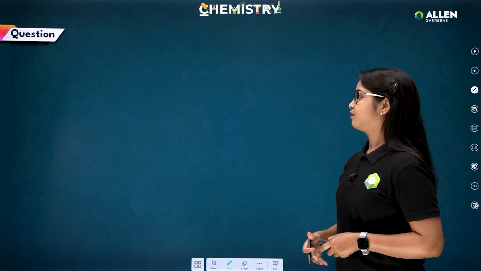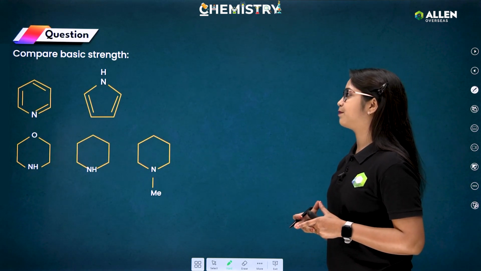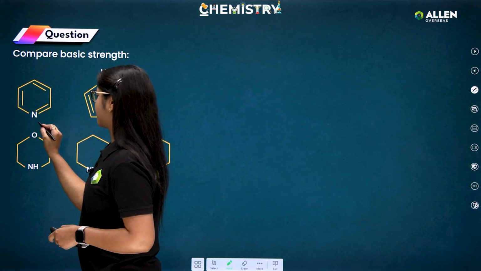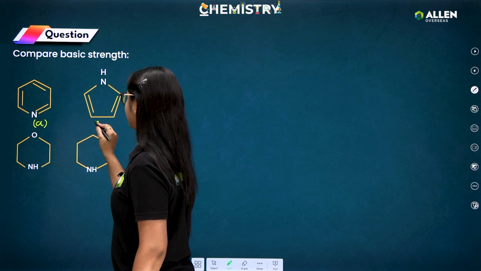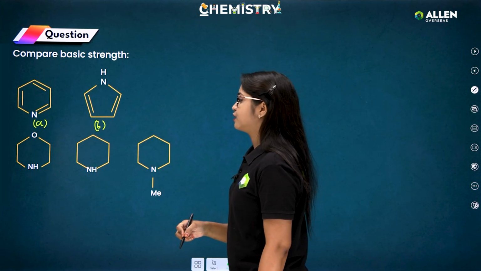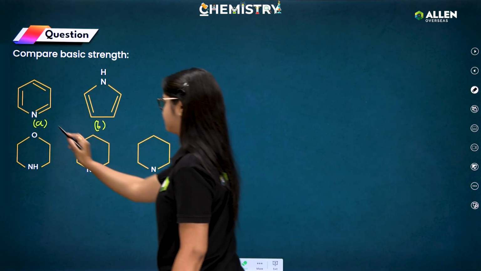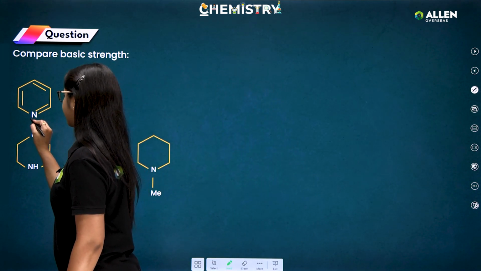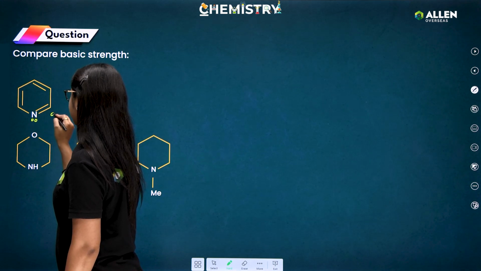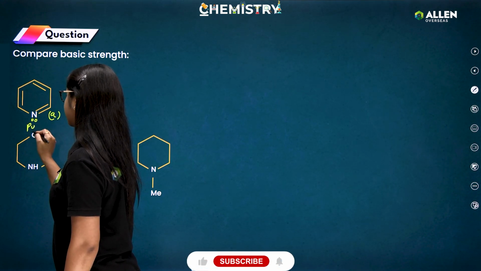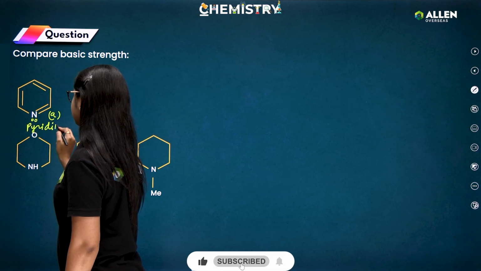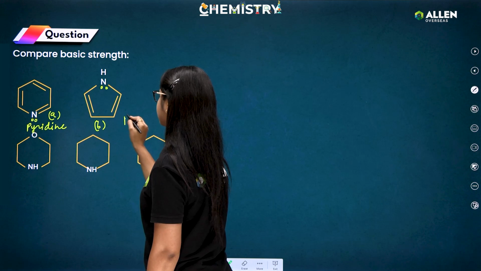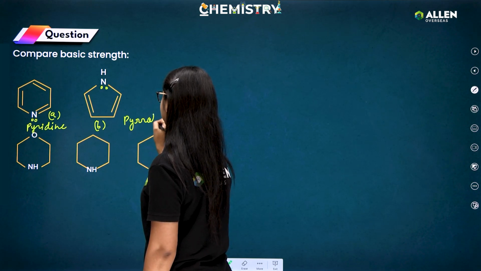Now let's see one question related to this. We have to compare the basic strength of these compounds. In this first one, you have A and B, and we have to compare their basic strength. The first one, A, is called pyridine. Here on nitrogen, you have a lone pair. And the second one, here also on nitrogen, you have a lone pair. This is called the pyrrole ring.